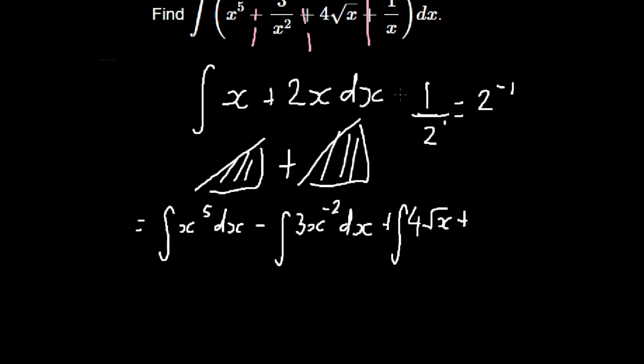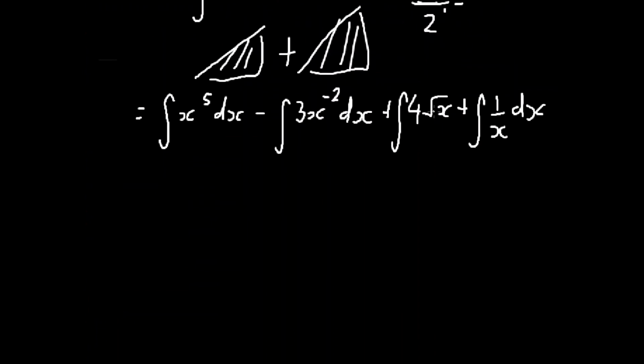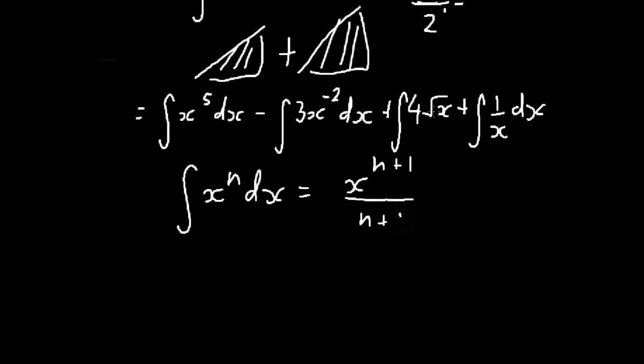And I'm going to leave this 1 divided by x as is. I'll explain in a second. Okay, so there's this formula, and it's on your formula sheet. If you try and integrate x to the power of n, where n is some number, that's equal to x to the n plus 1, all divided by n plus 1, and then it will also say plus c.